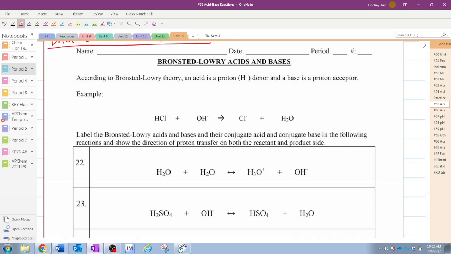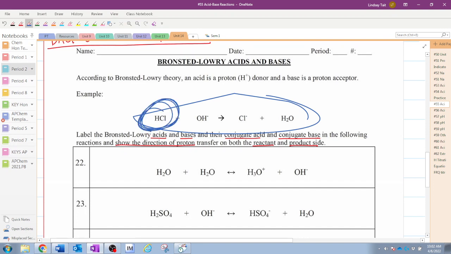All right, so if we look at our instructions, we are going to label the Bronsted-Lowry acids, bases, conjugate acid, conjugate base, and then we're going to show the direction of the proton transfer on both the product and the reactant side. This is what all my steps take us through. So here we go, step 1. Step 1 is identify the conjugate acid-base pairs. So in this equation here, I'm just going to start with the HCl, and then I'm going to ask myself, between these 3 formulas, OH minus, Cl minus, H2O, which one is different from the HCl by only 1 hydrogen ion? First, second, or third?